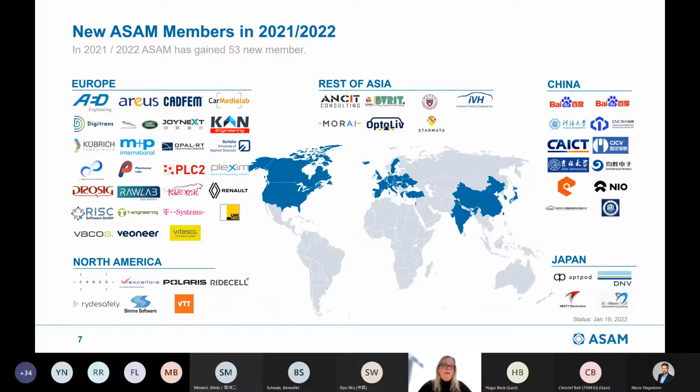And this gives you an overview of where the new members come from. As you can see, they are still mainly from Europe, but China and Japan are also picking up, and the rest of Asia, Korea, for example, India. So we have lots of new members there as well. And also in North America, we have Polaris and Canoo as new OEMs. In Europe, by the way, Renault just joined ASAM. So I think we are representing a large share of the automotive industry.